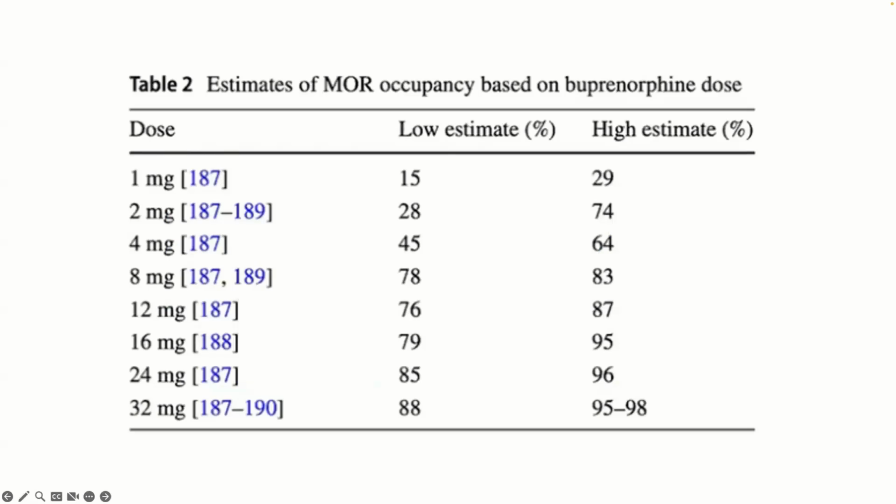This table puts some of those numbers that we talked about together, and it shows an estimate for receptor occupancy. As you can see, most people will actually be on 16 to 24 milligrams at the higher end of doses. Rarely will you see 32 milligrams, but again, it's possible. At doses of 16 milligrams, usually the receptor occupancy is around 80 to 95%. Again, these were all based on neuroimaging and pharmacokinetic studies.